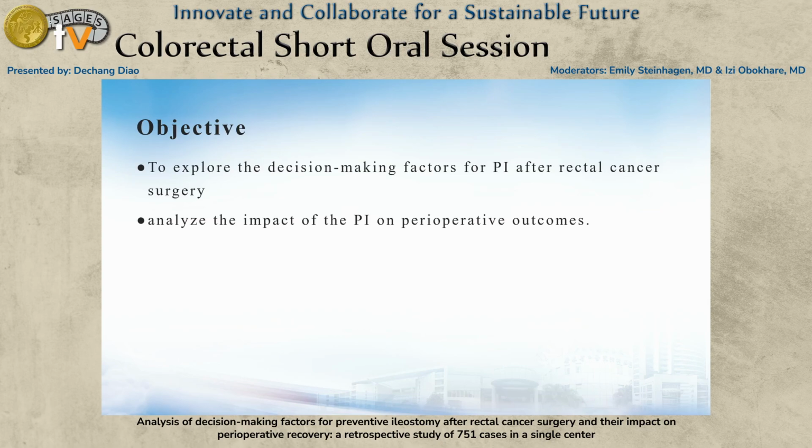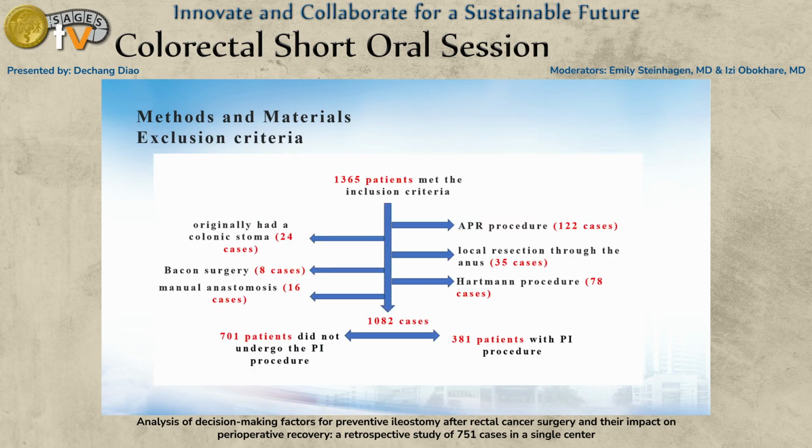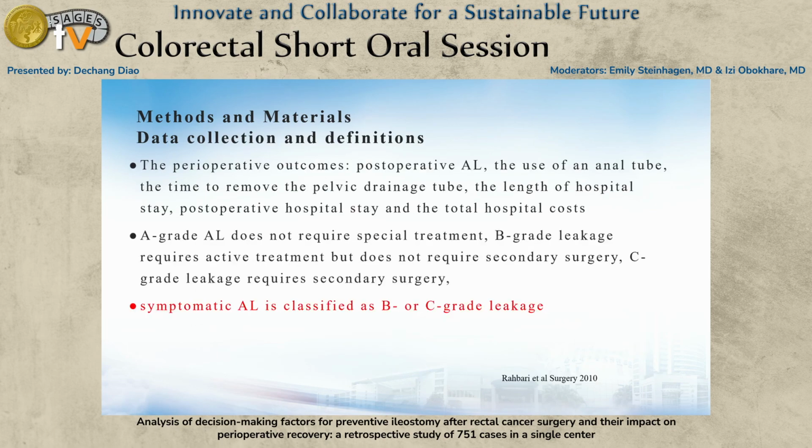So the objective is to explore the decision-making factors for PI after rectal cancer surgery and analyze the impact of PI on perioperative outcome. The material inclusion criteria are as follows. From January 2013 to December 2023, 1,365 patients met the inclusion criteria, such as APR procedure, Bacon procedure, Hartmann procedure, and so on. The data collection included preoperative data, operative factors, tumor factors, and perioperative outcome. And symptomatic leakage is classified as B and C grade leakage.